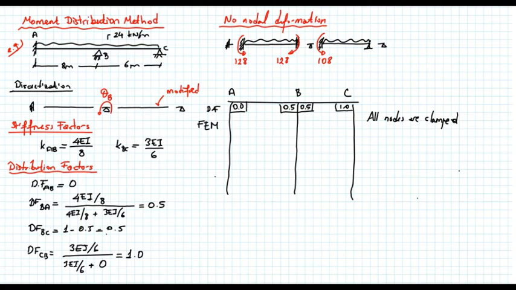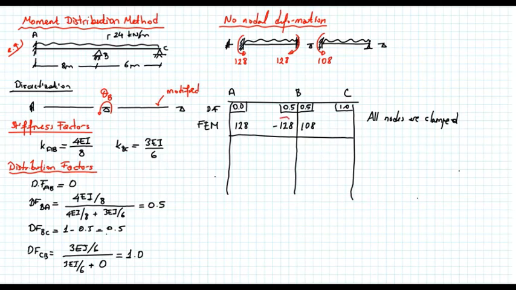So I got 128 at point A, minus 128 at point B, and 108 again at B on the other side. So when there is no nodal deformation, this is the picture that we see. And as you see, the structure is not in equilibrium. So node B should rotate in such a way that these two moments, 128 and 108, should balance each other.